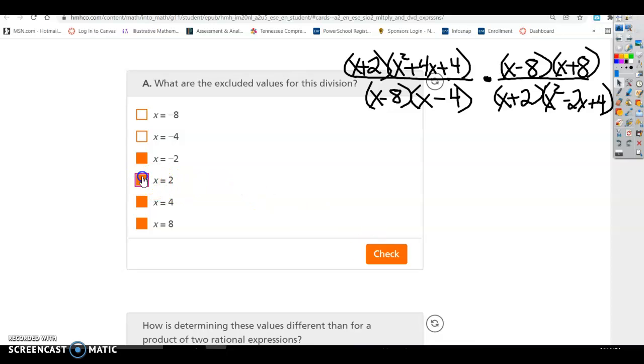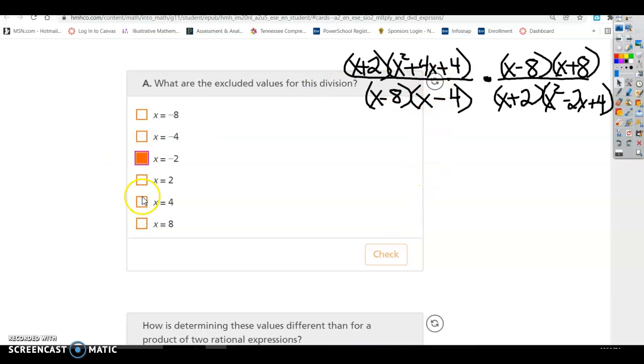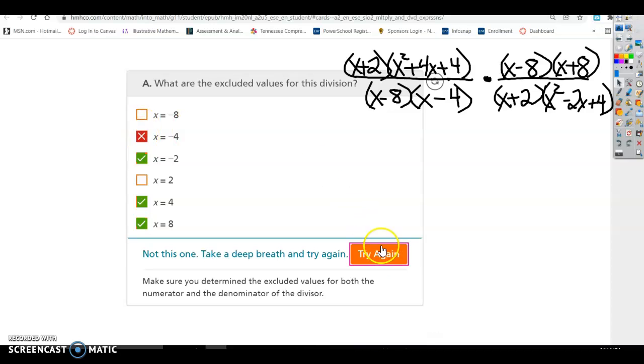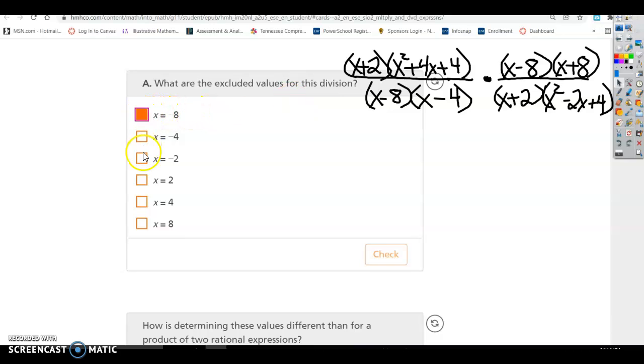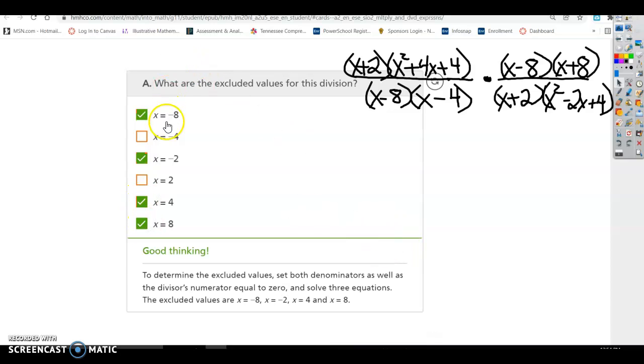All right, it's saying there's another one. It's not that one. It's not that one. All right, they're saying negative 8 is a solution. I don't know how they got that. We are going to say this is not a solution. This is an error.